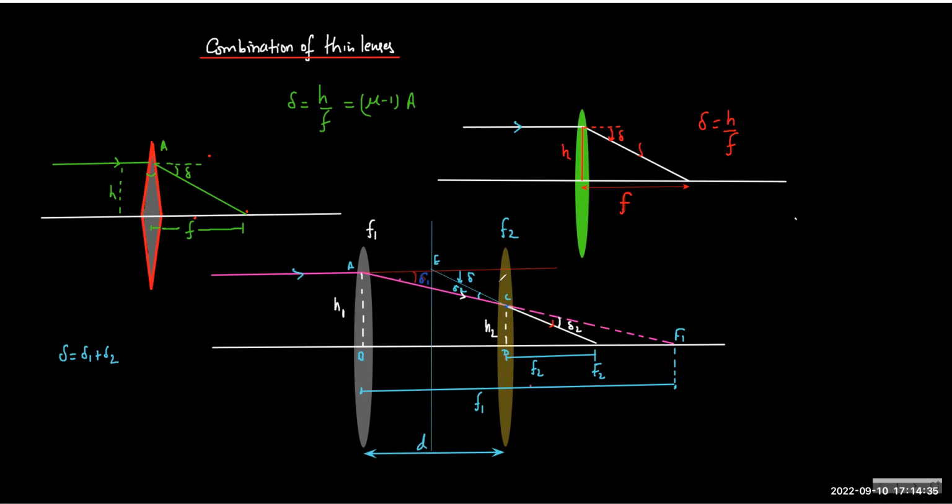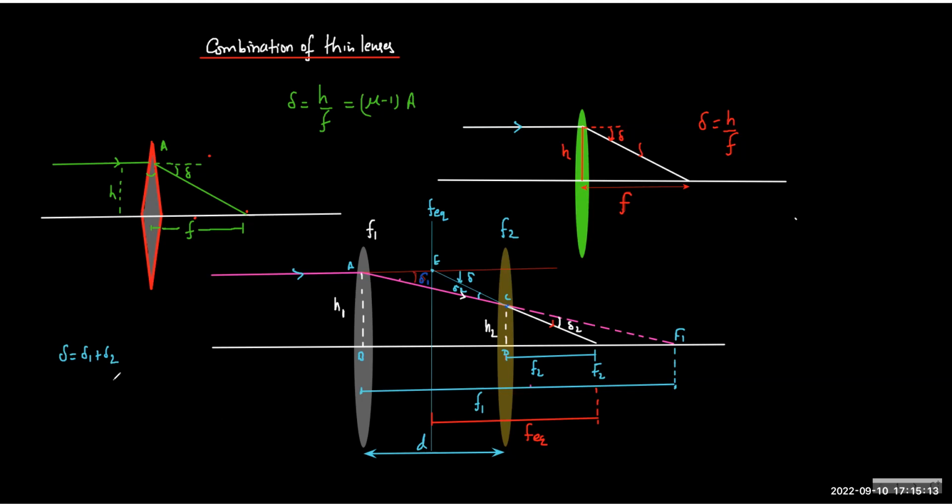So the two lenses F1, F2 we can replace by the equivalent lens kept at this particular position, such that the light ray coming will go exactly to F2. This distance, measured from this line, is called F equivalent. Do you realize this?